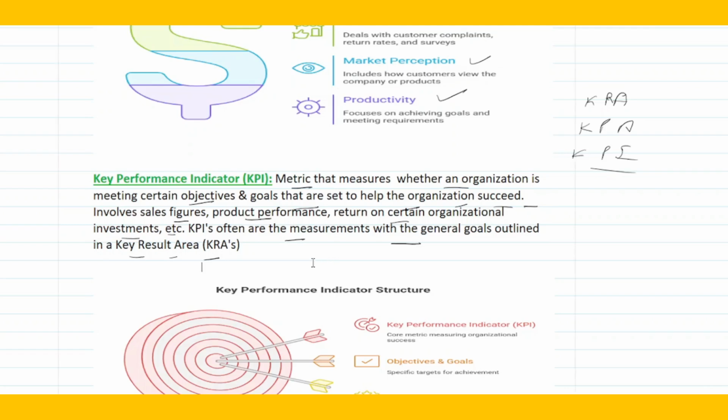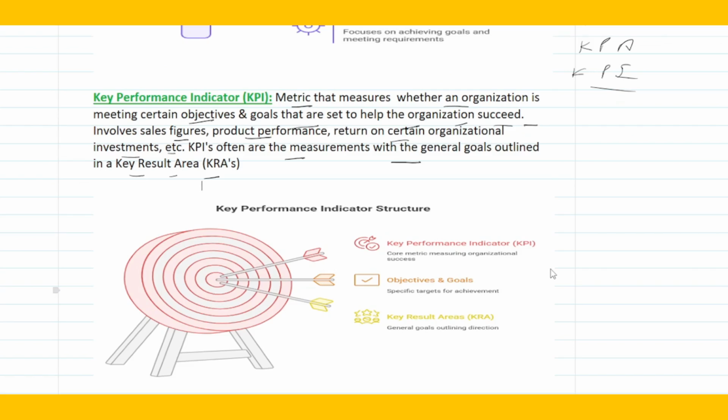So if you just look at this diagram, you would be able to understand the KPI. Key performance indicator structure, KPI, that is core metric measuring organization structure, then objectives and goals, specific targets for achievement, and it has a direct outlining with the KRAs, that is general goals outlining direction. So this is what is KPI all about.